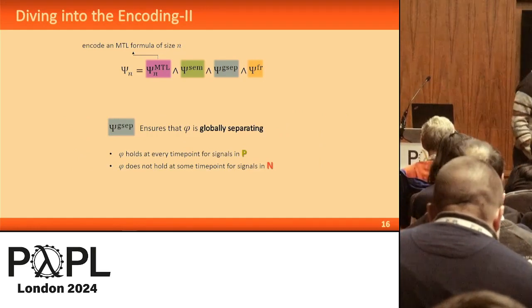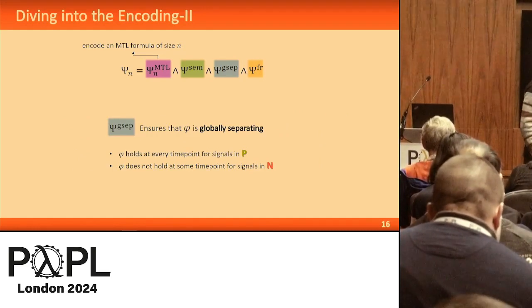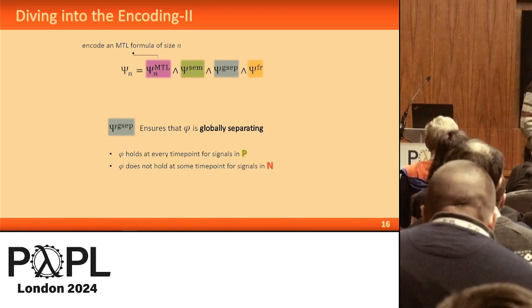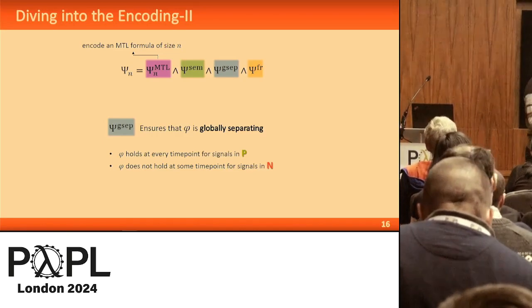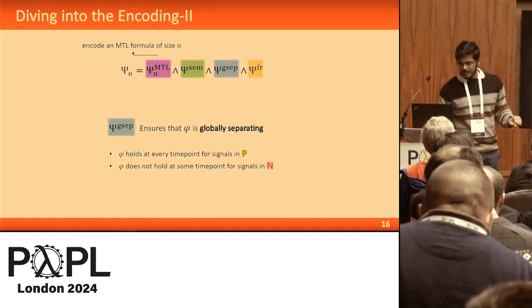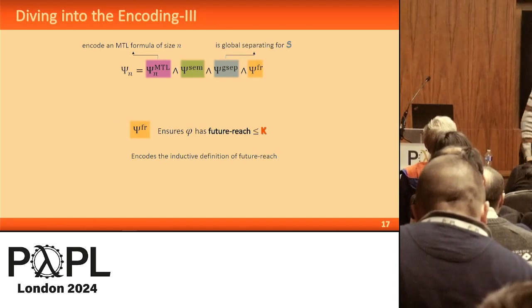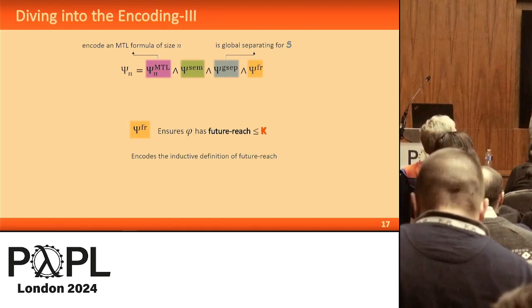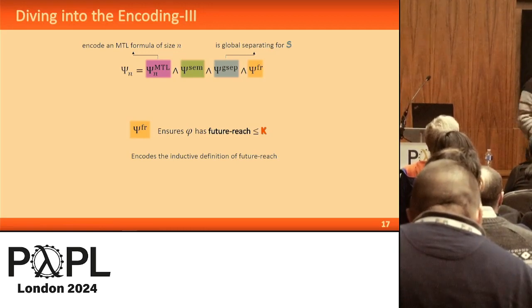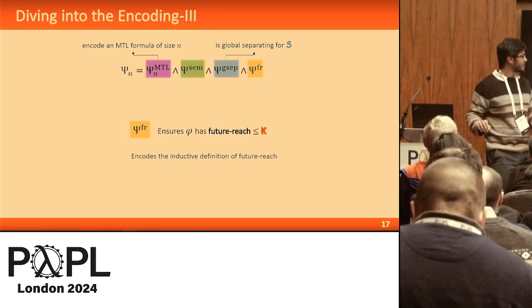This part, GSEP, ensures that the formula that we have is globally separating. So it ensures that it holds at every time point in the positive examples and not at every point in the negative examples. This part ensures that the future reach of the formula is less than or equal to k, and this essentially encodes the inductive definition of future reach.